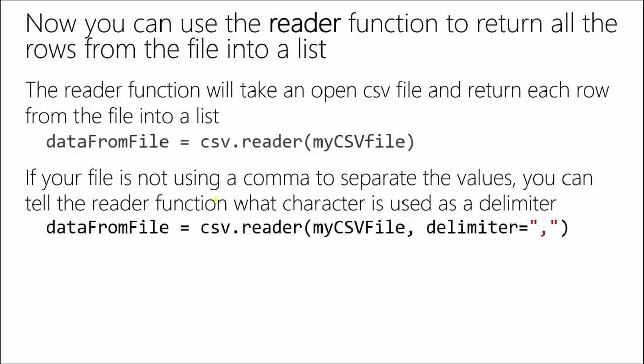Yep. If you look at the syntax on the slide, you'll see that the reader function, you can call it a couple of ways. You can call it by passing in just the name of the file. That will assume you're using a comma to distinguish between the different values in a row. Or you can specify the delimiter you're using in this file. In this case, I'm specifying a comma, but it could be a semicolon, a colon, a slash.